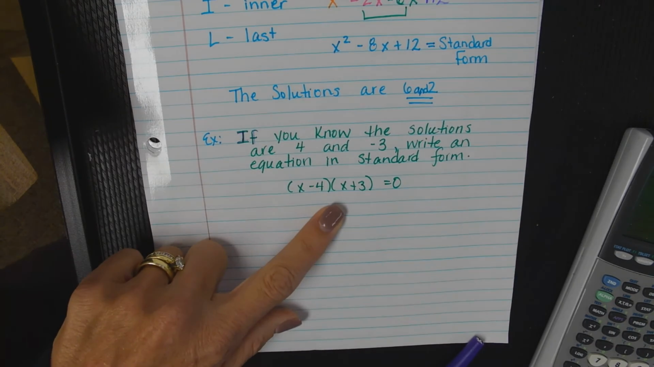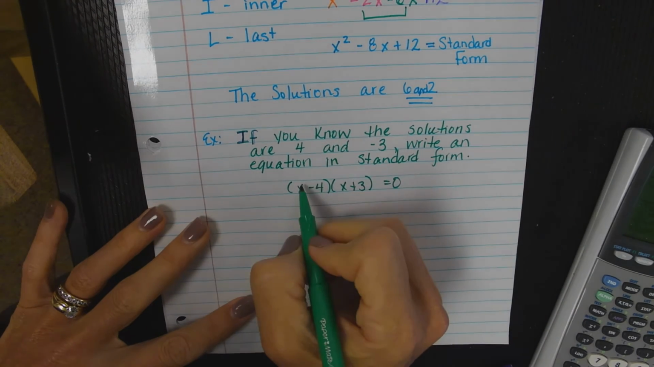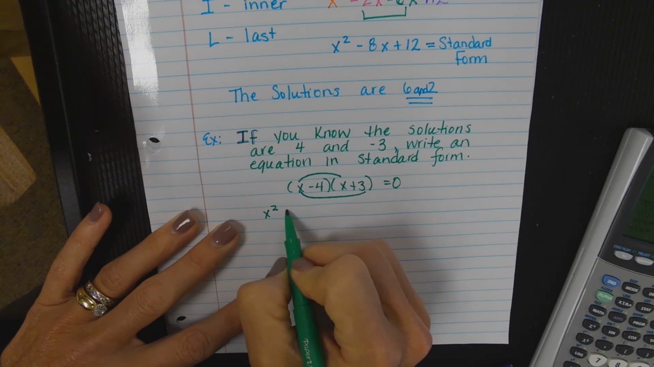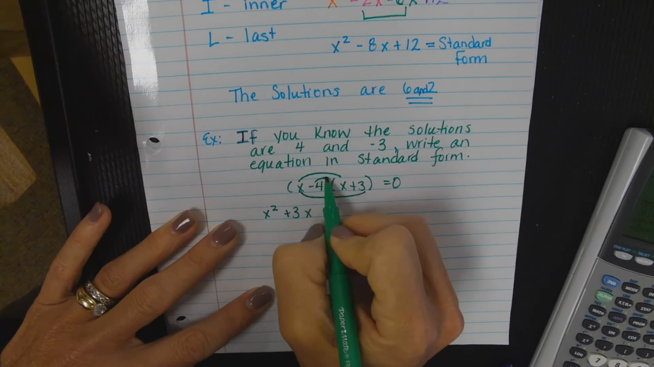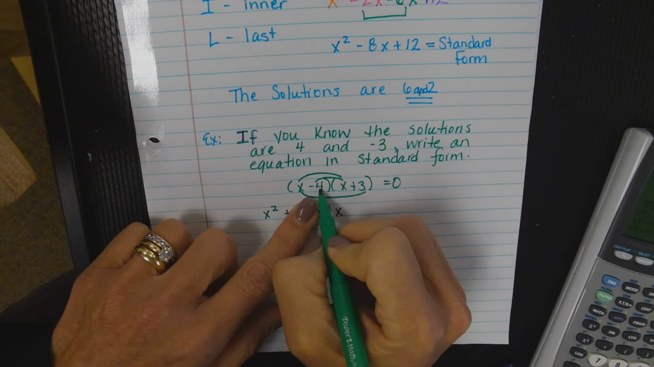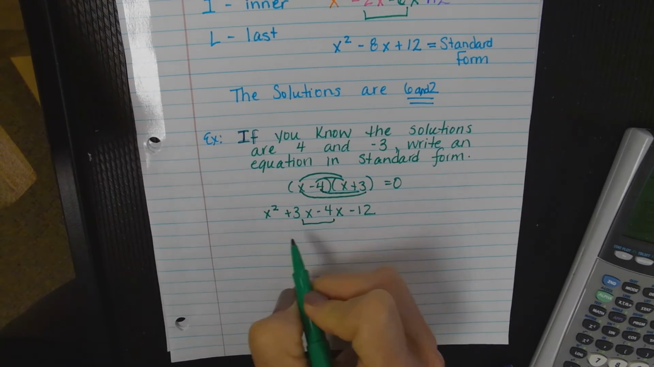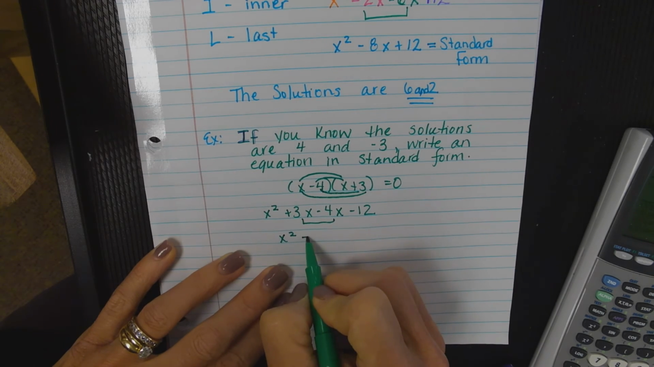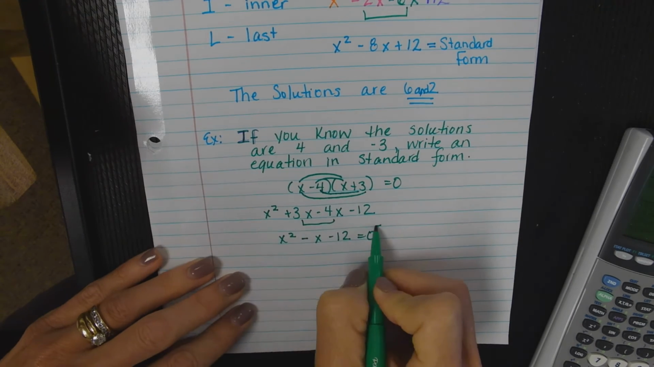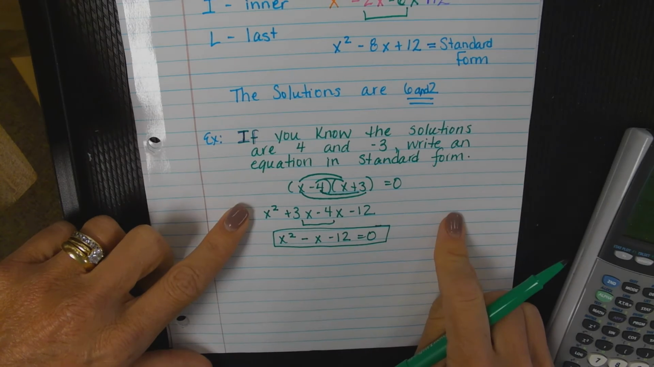You're setting it equal to 0. Now we're going to use FOIL. We're going to say x times x is x squared. Outer, x times 3 is positive 3x. Inner, negative 4 times x is negative 4x. And last is negative 4 times 3, which is minus 12. So you combine these two, you get x squared minus x minus 12. Watch this right here, and here it goes. I made that a little hard on purpose.